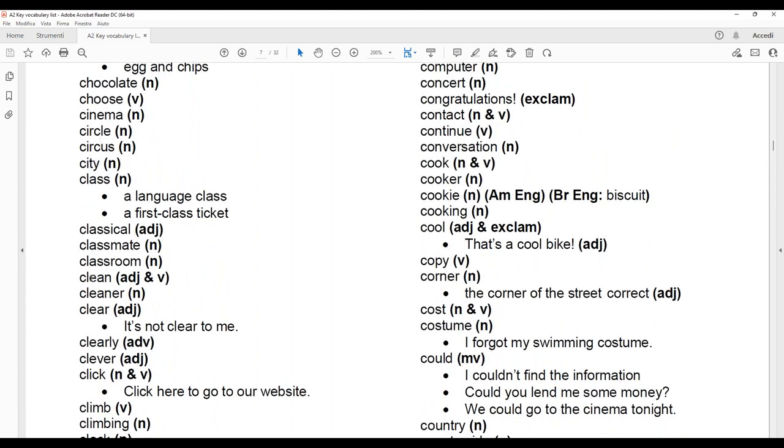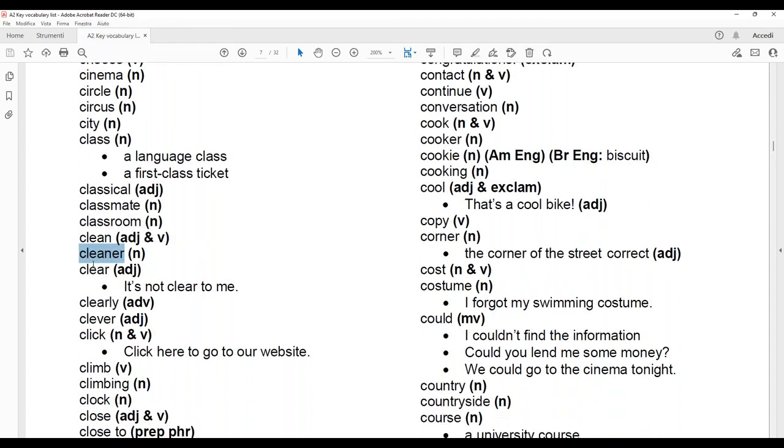Cos'altro? Clean, pulire, to clean. Classroom, classmate, un compagno di scuola. Classmate, classroom. Clean, cleaner. Qualcosa che serve per pulire. Cleaner. Un detergente, ad esempio. Cleaner.